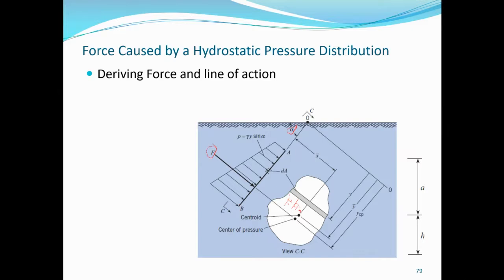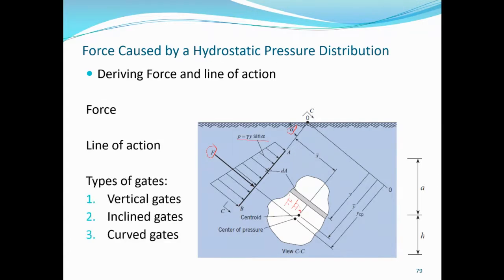Okay. So to begin with, to find the pressure, P equals rho g y sine alpha. I will explain all that.